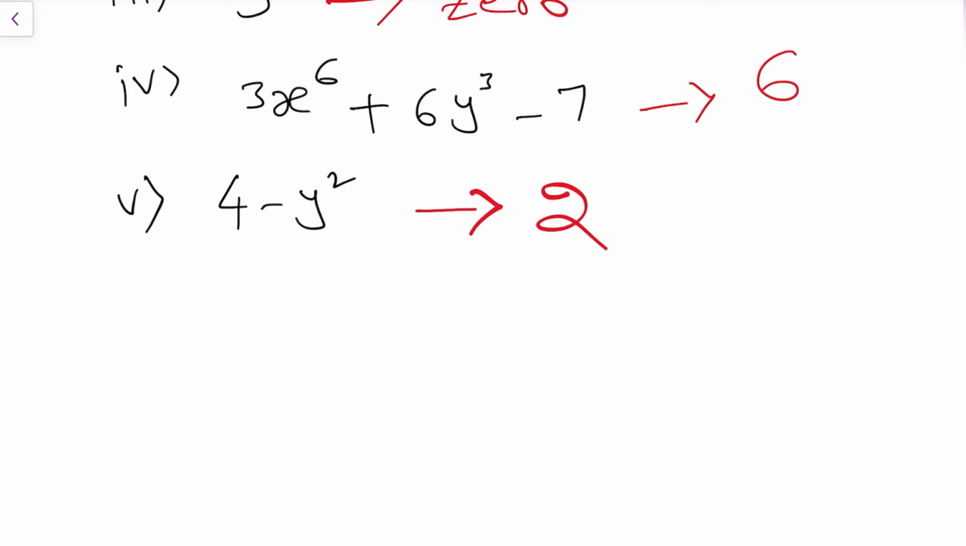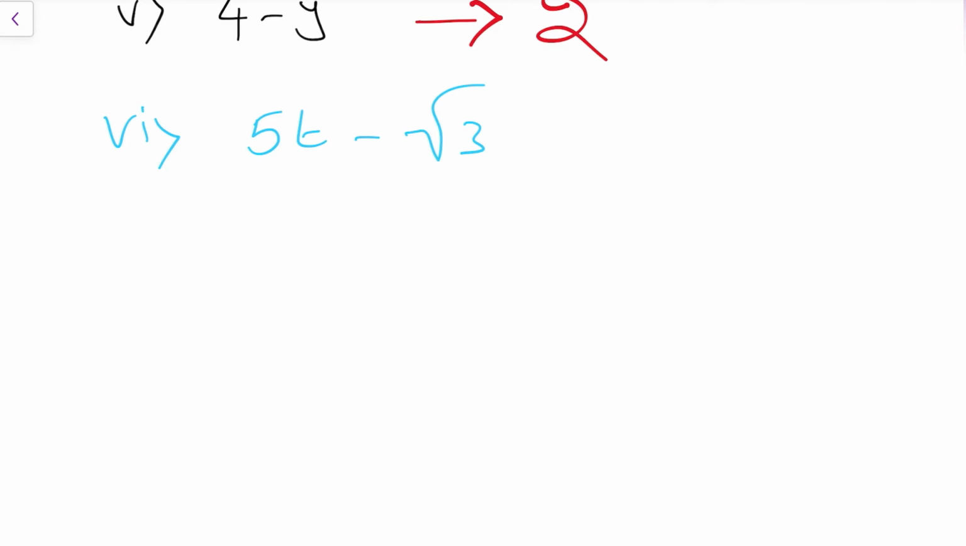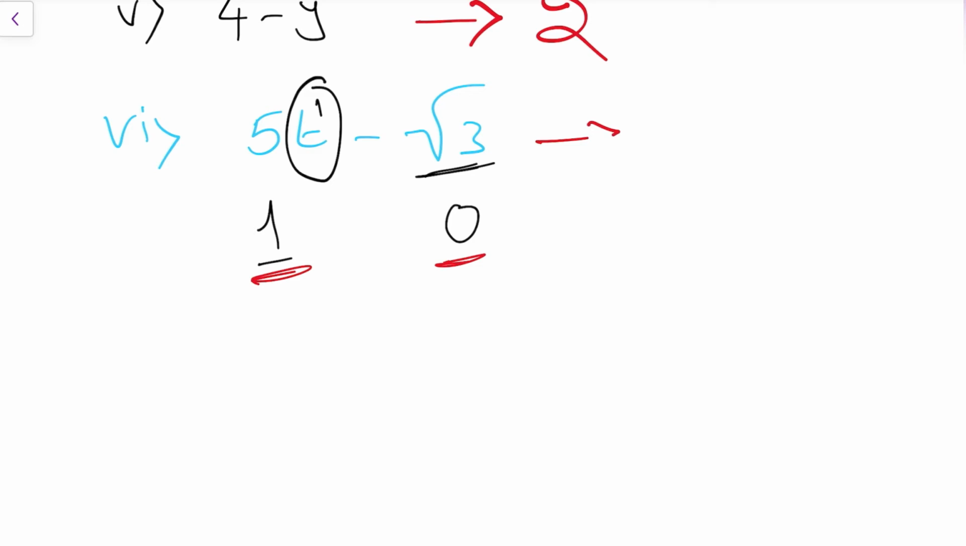Next, question number 6 in this first bit, that is 5t minus root 3. First term is 5t. For t power is not there, so it means 1. For the first term the degree is 1, and second term root 3 is constant, so constant degree is 0. So out of these two numbers 1 and 0, 1 is the biggest number, so the degree of the total polynomial is 1.